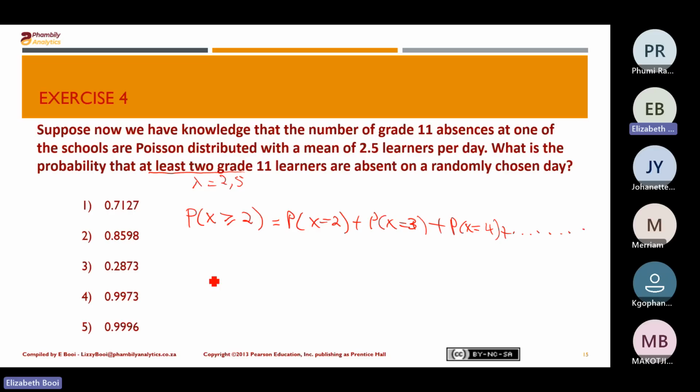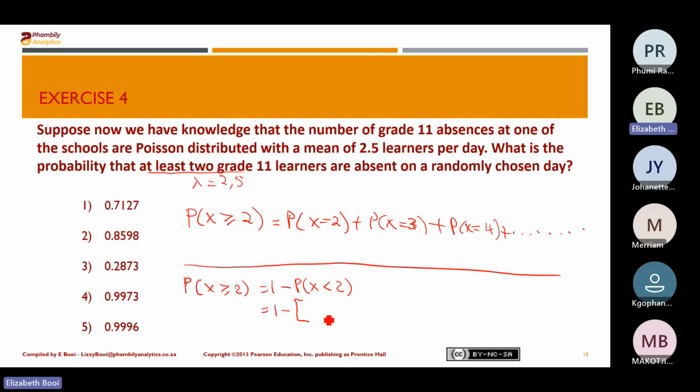So in a way, what I'm trying to get to is you've got one choice of doing this, and the other choice is to say the probability of X greater than or equal to 2 is the same as 1 minus the probability of X less than 2, because less than 2 is the complement of greater than or equal to 2. If you combine both of them, they give you the whole sample space. So in this instance, I need to find 1 minus, and I'm going to put everything into the bracket because it says less than 2.